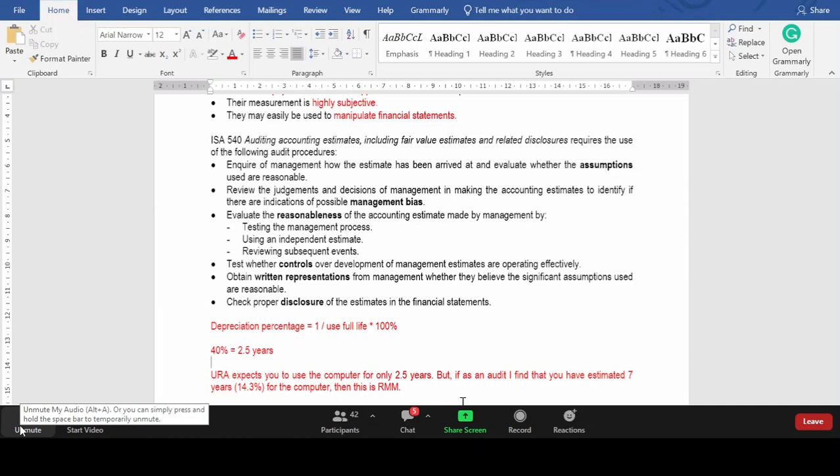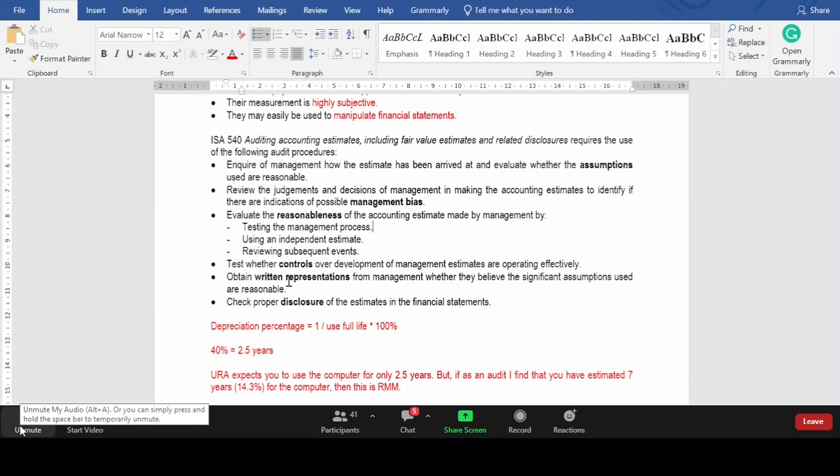You get it? So that will be a reasonableness test. I'm testing what you did against what I expect. I expect a computer to be depreciated at 40%, but you are depreciating it at 14.3%. So my reasonableness test will show me that there's a problem with that estimate. You have estimated a lower depreciation rate, maybe to overstate profits, either because you want to list your shares, or you want to borrow, or you want to show management that you are doing well.